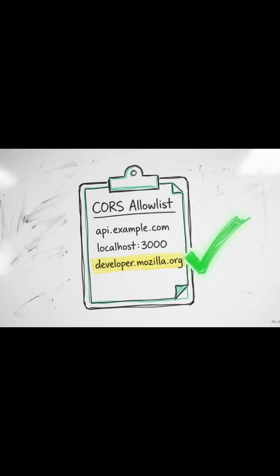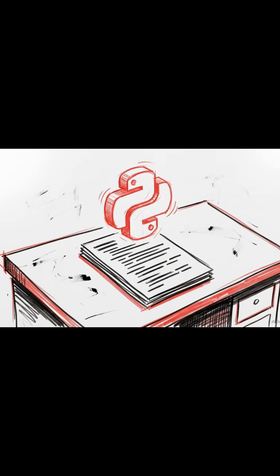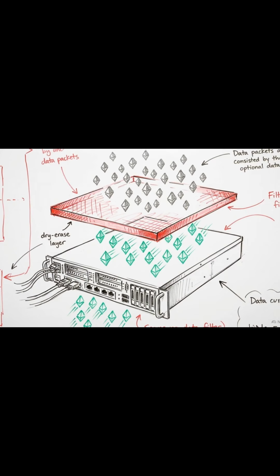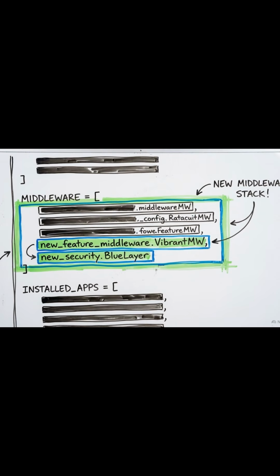CORS is a security protocol that requires the developer to define exactly which external origins are allowed to access the server's resources. To fix this in FastAPI, you only need to modify your main application file with a few lines of code. You will use a mechanism called CORS middleware, which handles the necessary headers for every incoming request automatically. This mockup displays the implementation.